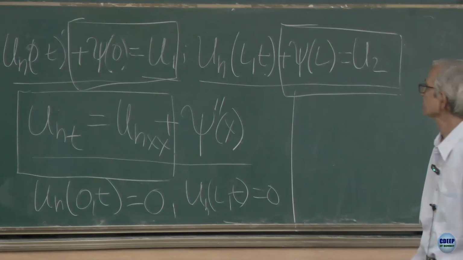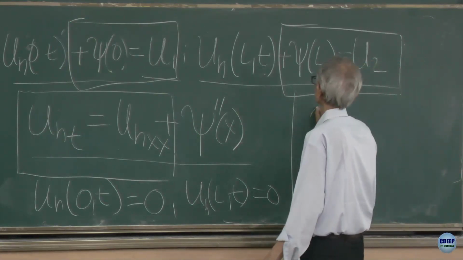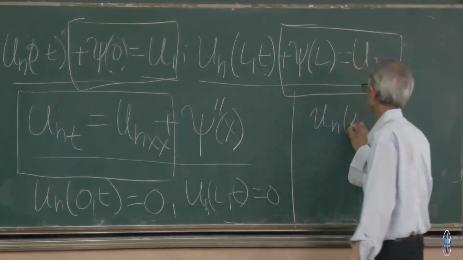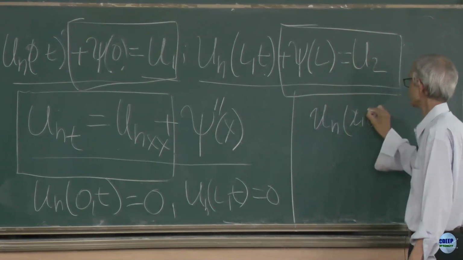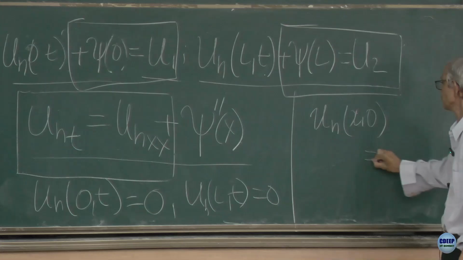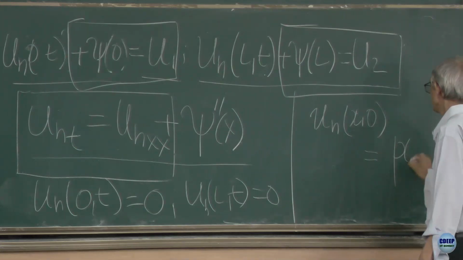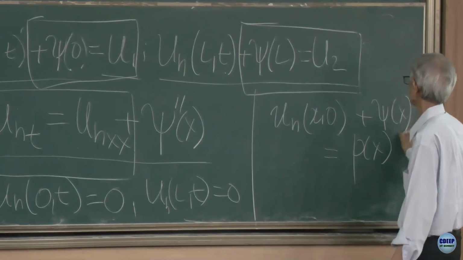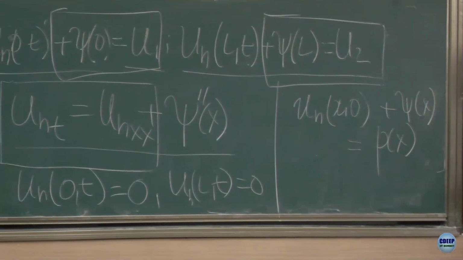Okay. What about the last condition? u_h at x, for all x and time t equal to 0, was equal to p of x plus psi of x. What should I do with this condition?